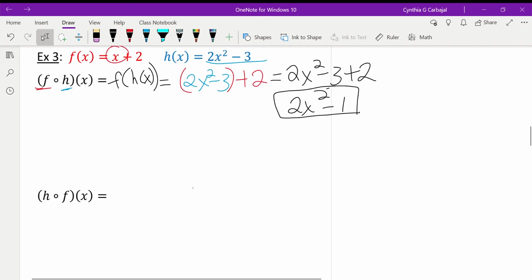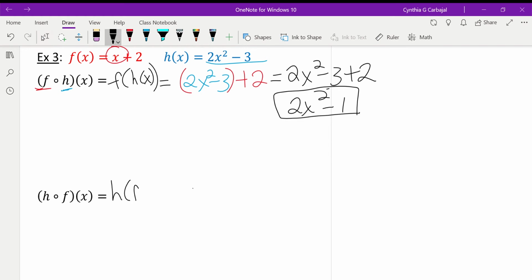Now we have h first, then the f with the little open circle. So we're going to start with the h function, and inside the h function, we're going to substitute in the f function, and then we're going to do the math. So we're going to start with 2, and then it's 2x squared up here, so parentheses squared, minus 3, and I'm leaving enough space so I can substitute in the f function, x plus 2.